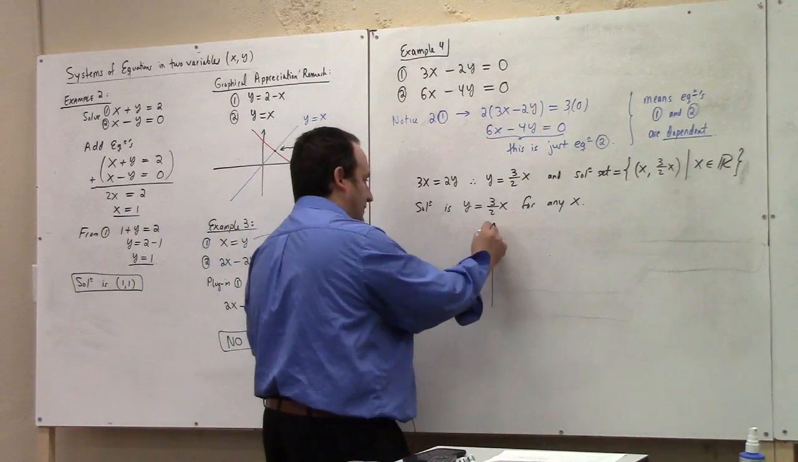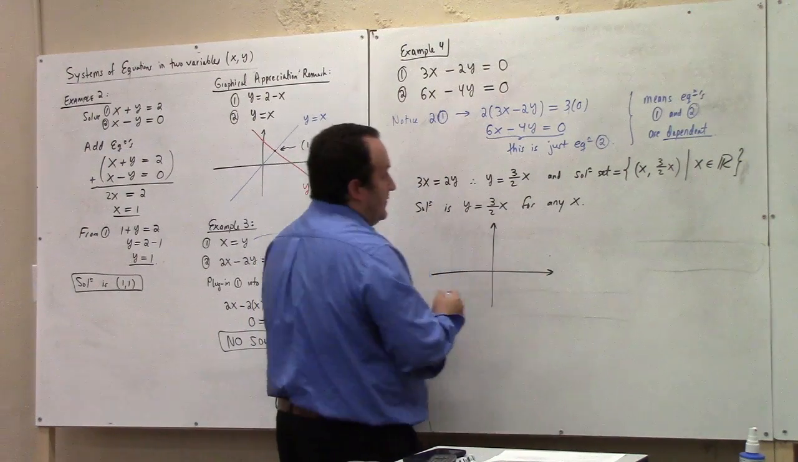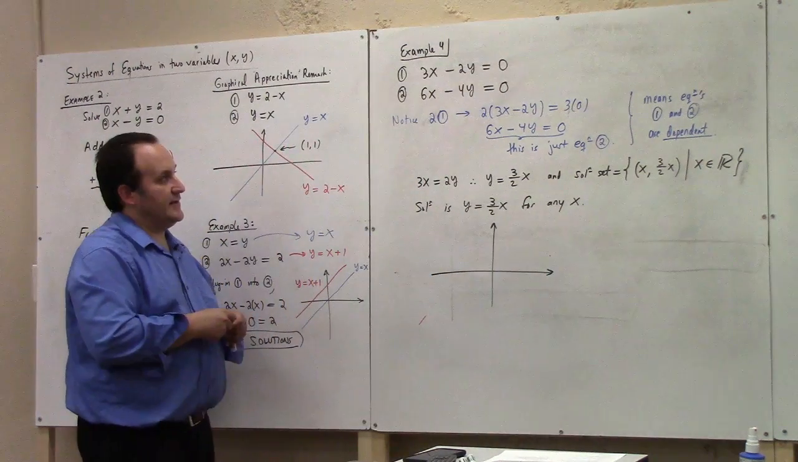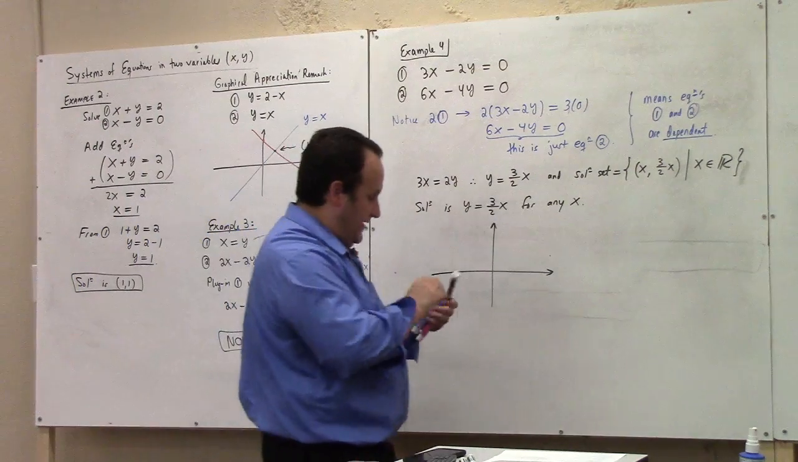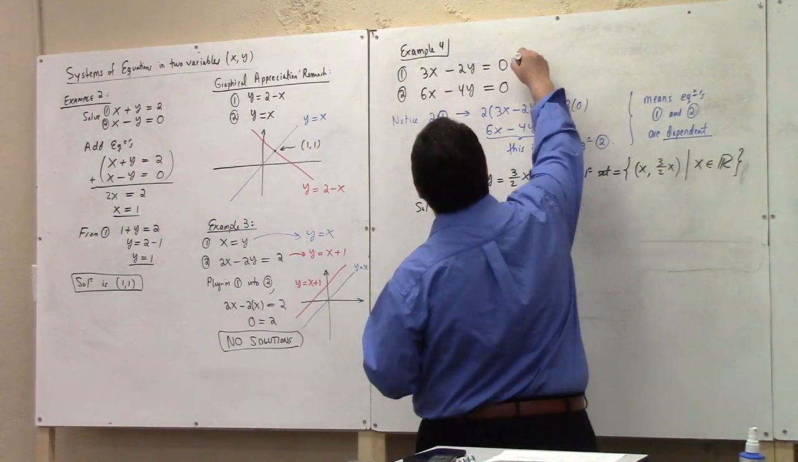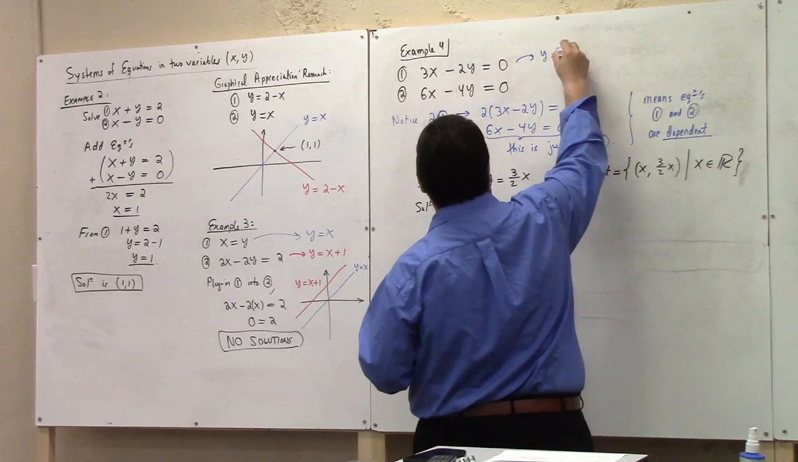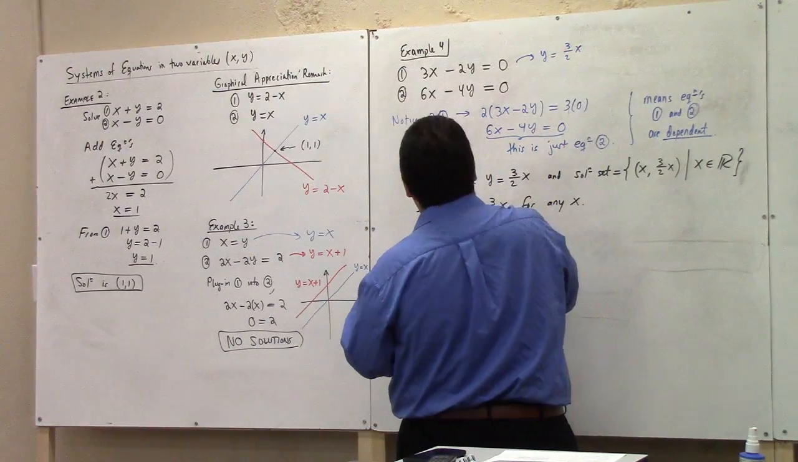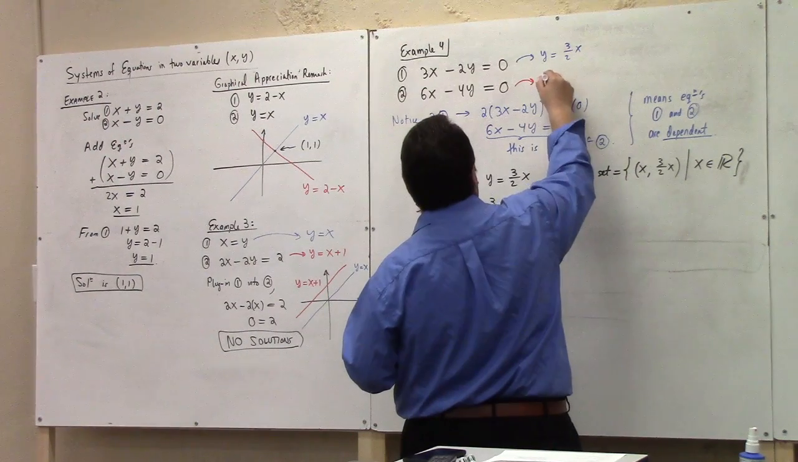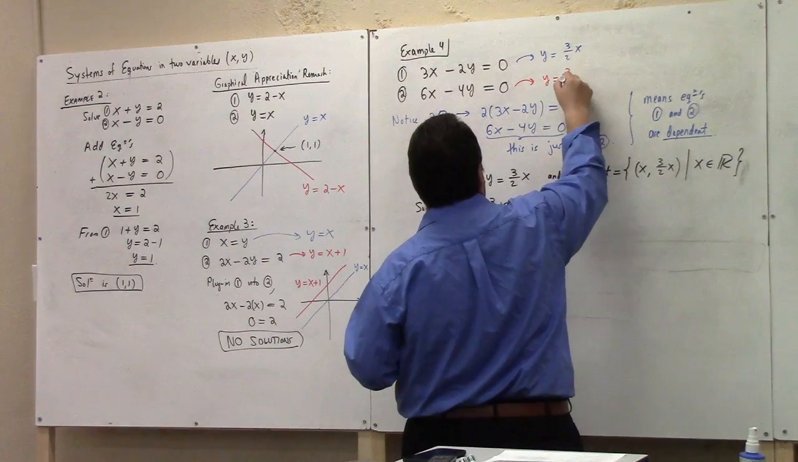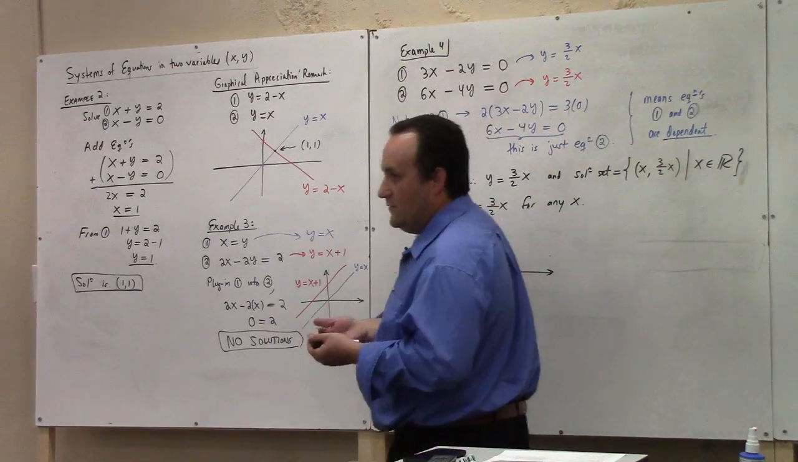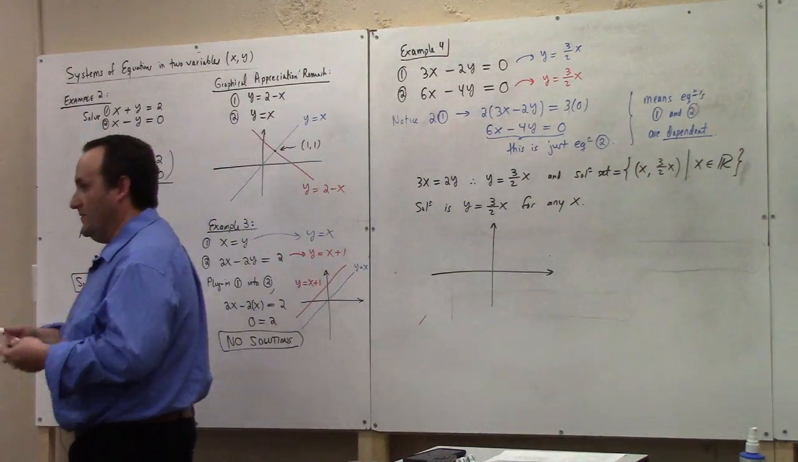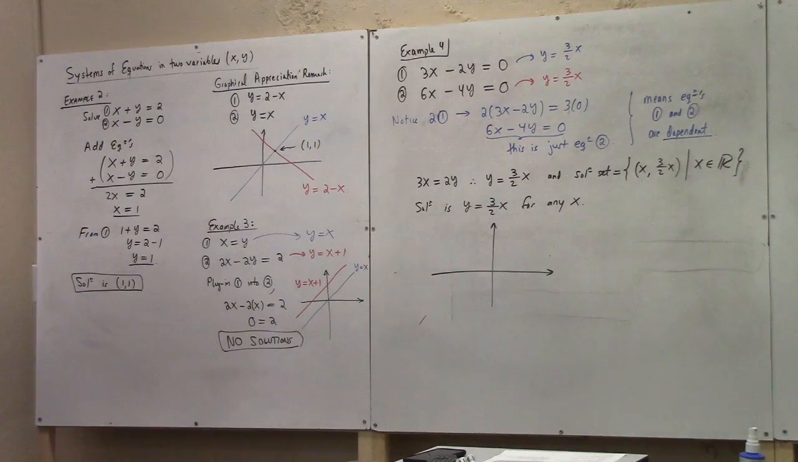Let me explain to you why this makes sense. So, what are these equations? What happens when you look at these graphically? Equation 1 is y equals 3/2 x, right? What's equation 2? When you solve for y, again, y is 3/2 x. So these two equations, if we think of them graphically, are the same line, right?